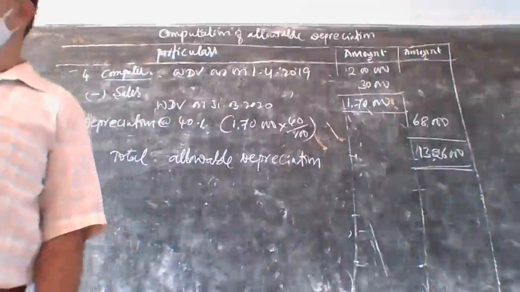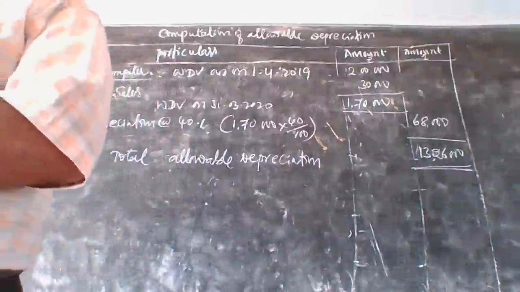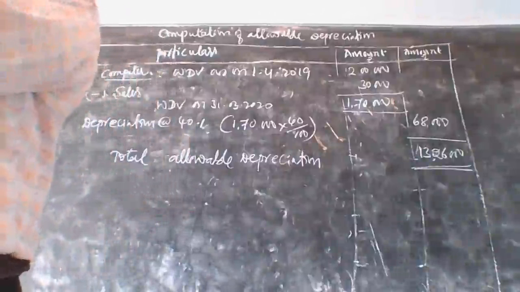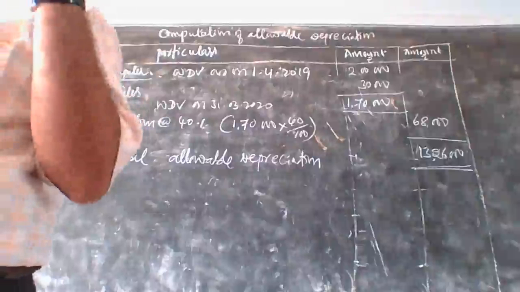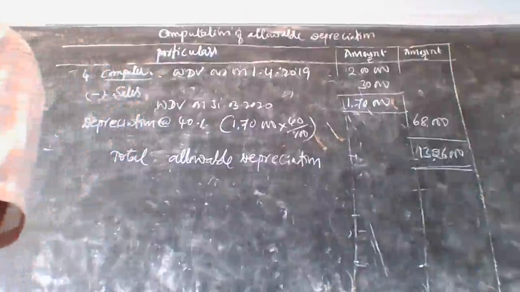Isn't it? Original cost is immaterial for depreciation purpose. So the sale proceeds is the actual value received for transfer of an asset. Have it clear?